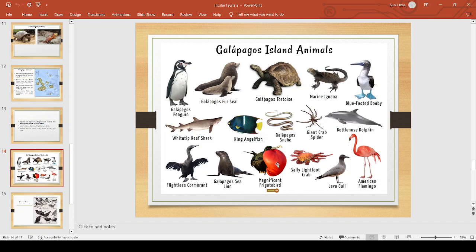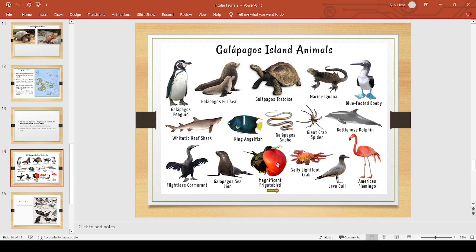This is the frigate bird. Here you can see they have a balloon-like structure, and they inflate that balloon-like sac mainly to attract the female. Birds sometimes go to extreme measures for attracting mates. You can see this in the case of the peacock. The peacock has a very beautiful feather, primarily to attract the female.